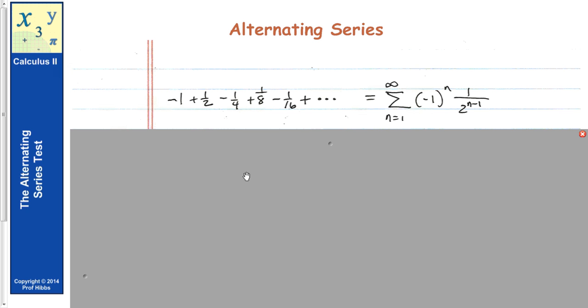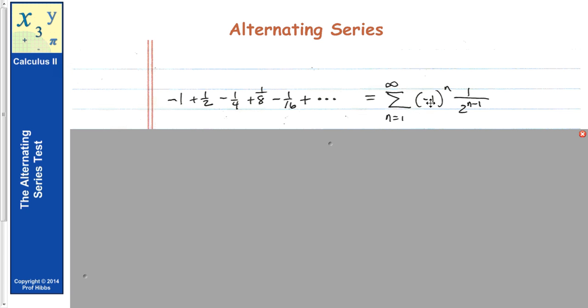So as an example, -1 plus 1/2, minus 1/4, plus 1/8, minus 1/16. Notice we started with a negative sign and we're alternating signs in between. And generally in the summation notation, we see that developed with a -1 to a power on it. That power is going to change from odd to even, odd to even, or even to odd. But this is what causes the alternating sign pattern to happen.